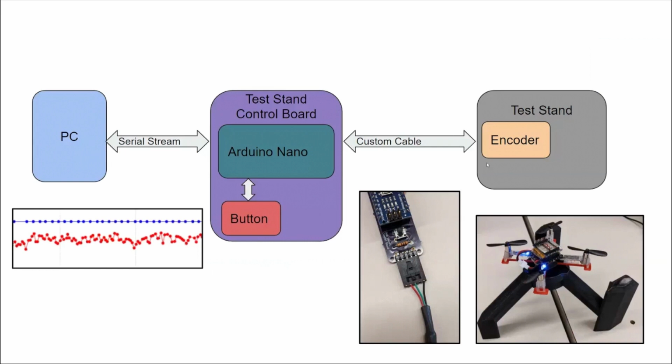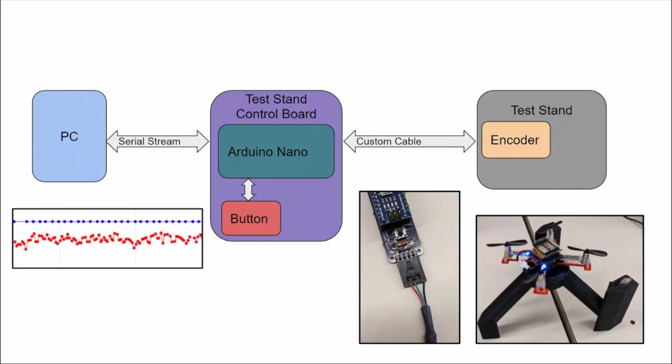On the physical test stand, there's an encoder, which gives back a voltage level between 0 and 5 volts based on the position of the quadcopter. It's connected using a custom cable to a test stand control board that was designed by a prior MicroCart team. The control board consists of an Arduino Nano and a button to allow for user input. The board is then connected to a PC using a USB cable, where it can then stream back data to the PC to be used by the host.